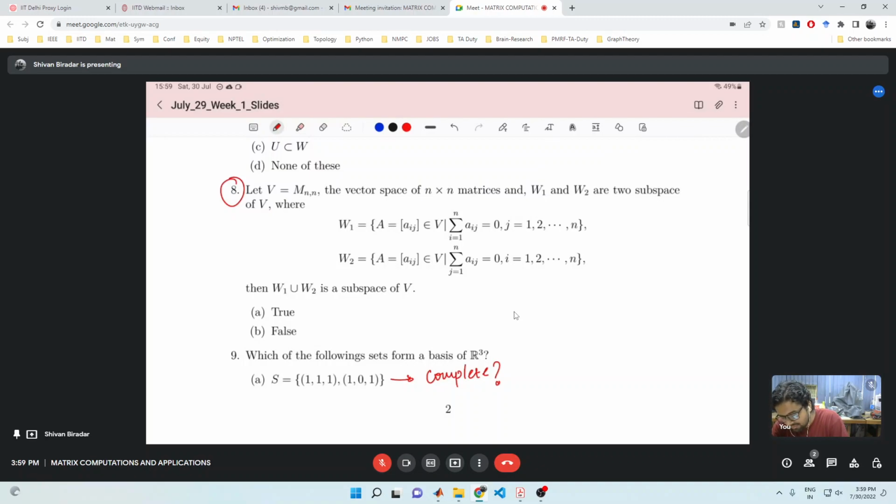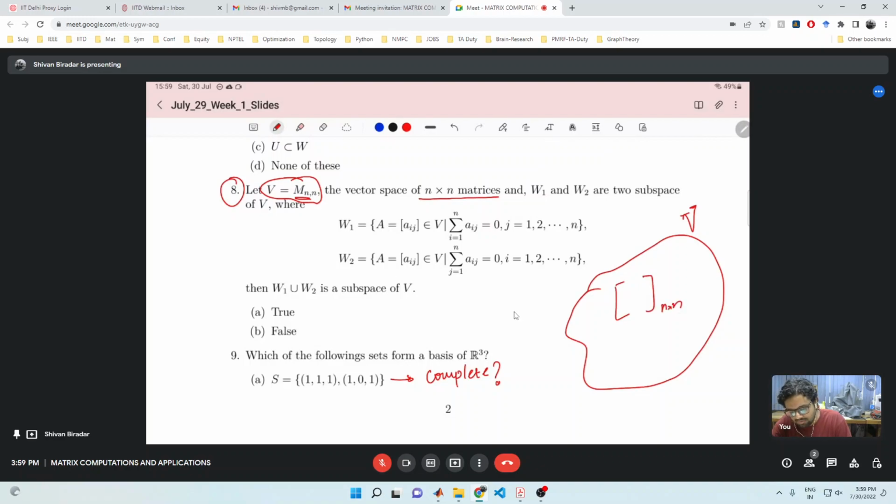Let us consider a vector space M_n, and this vector space is the set of all n cross n matrices. So I have a vector space V, which has all square matrices, n cross n matrices. And in this space, there are two subspaces.